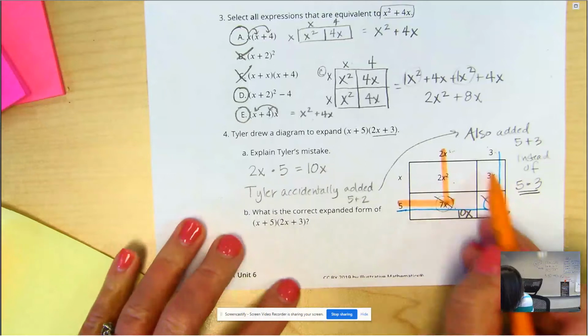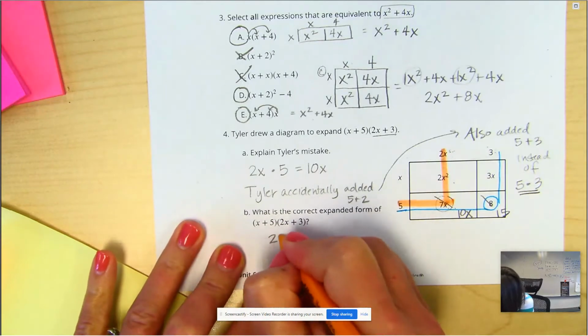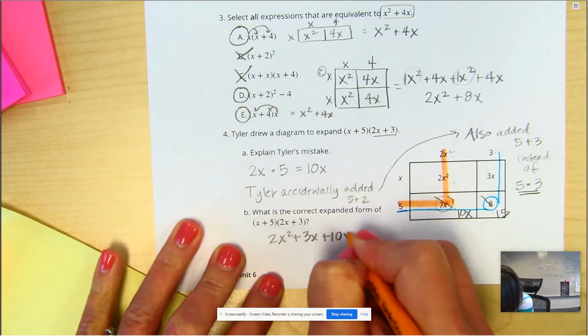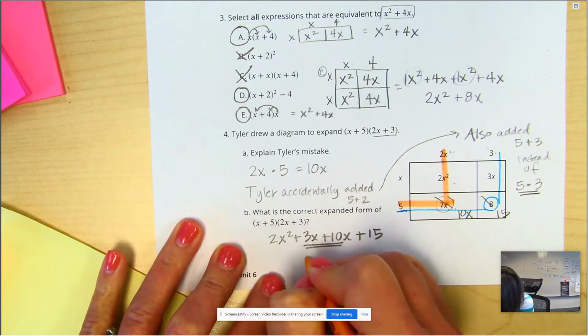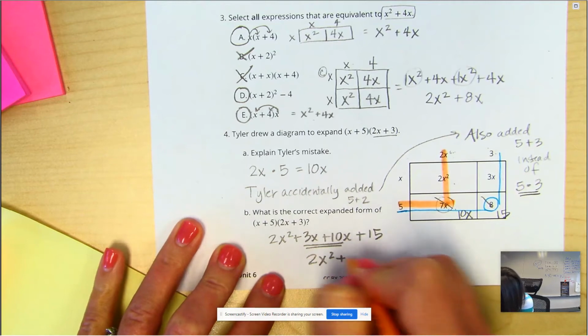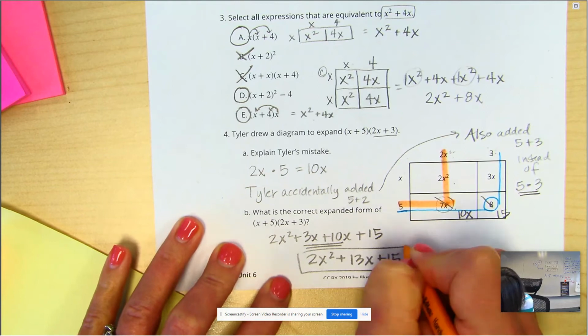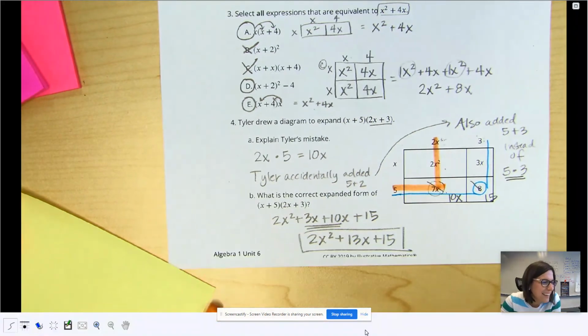So now, what is the correct expanded form? It should be 2x squared plus 3x plus 10x, plus 15, and then these guys go together. All right, that is the correct expanded form. I love those. Those are so much fun. All right, happy mathing.